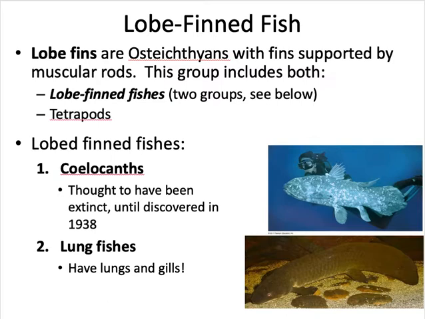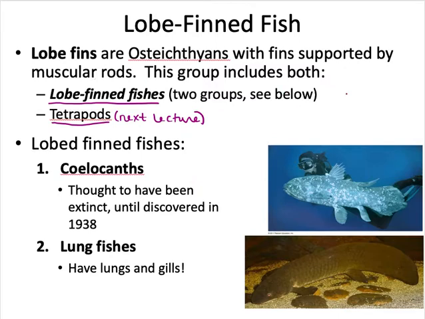Next, we have the lobed fin fishes. Lobe fins are osteichthyans that have fins or limbs supported by muscular rods. So I want to draw what that fin looks like in the lobed fin fish compared to what we saw with the ray fin fishes. And so tetrapods will be our next group of lobe fins, but we are going to see that in part two of this lecture. So we won't talk about the tetrapods today. Rather, we'll just talk about the lobed fin fishes.